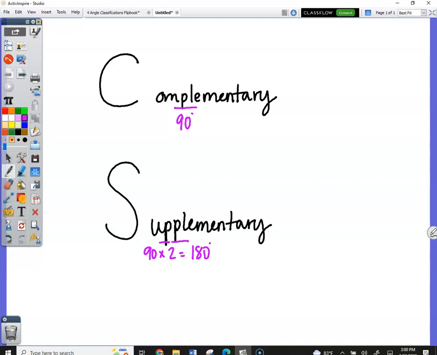Now, look at this genius way to remember it. I would encourage you to write it in your notebook paper, in the margin somewhere. I would just draw a giant C, then I draw a giant S. And here's how you remember it. Complementary is 90. I can make a C into a 9. Supplementary is 180. I can make an S into an 8. And that's how they memorized that complementary added to 90, supplementary added to 180.